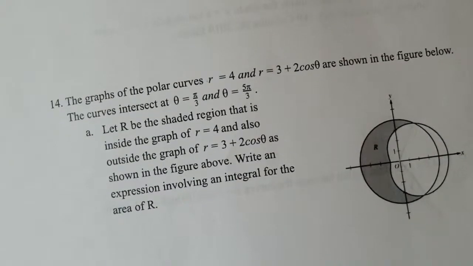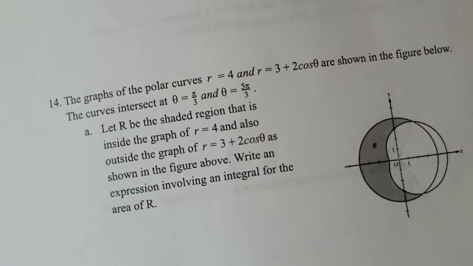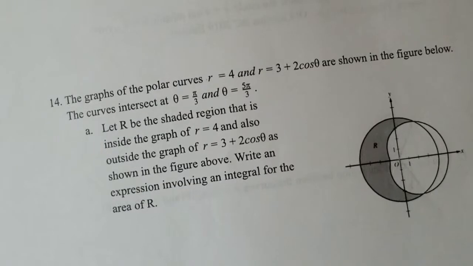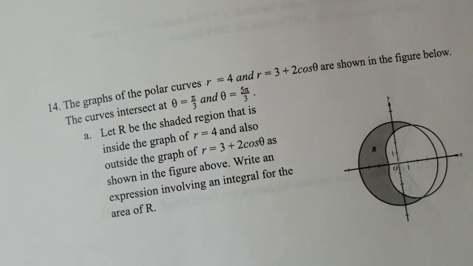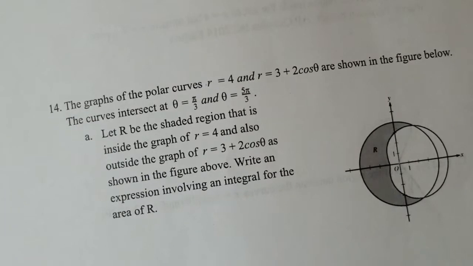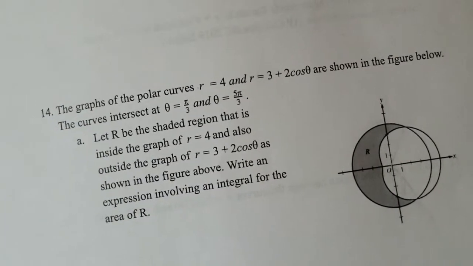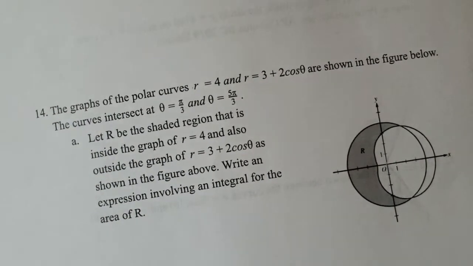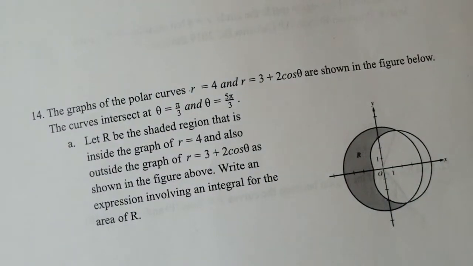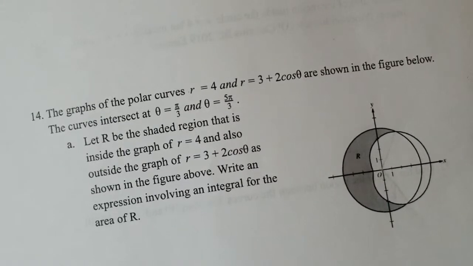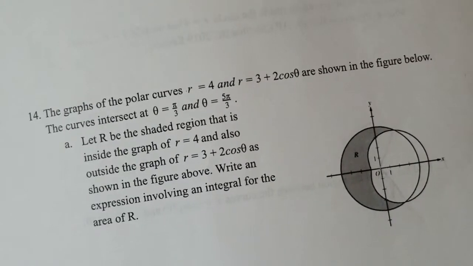Okay, to give you guys an example of a BC FRQ problem, we have number 14. The graphs of the polar curves r equals 4 and r equals 3 plus 2 cosine theta are shown in the figure below. The curves intersect at theta equals pi over 3 and theta equals 5 pi over 3. Let R be the shaded region that is inside the graph of r equals 4, but outside the graph of r equals 3 plus 2 cosine theta. Write an expression involving an integral for the area of R.